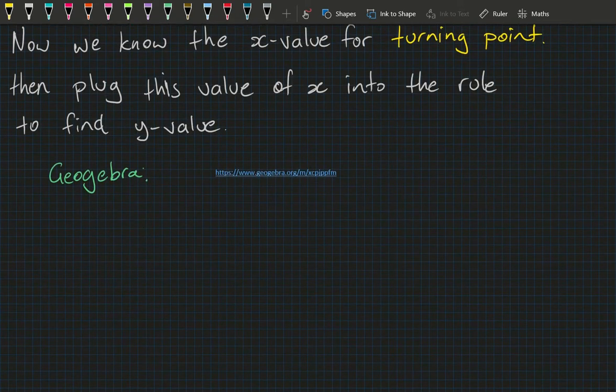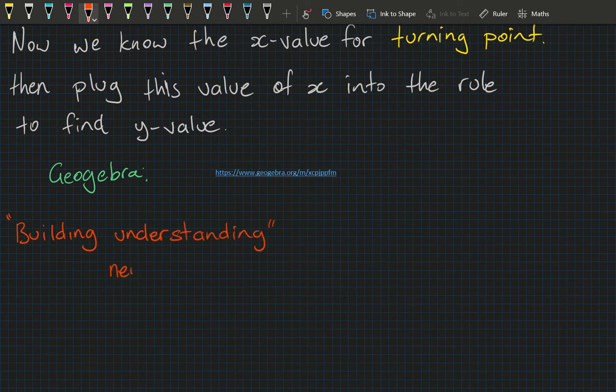Anyhow, right now you should pause the video and work on some building understanding questions in the new book, which translates to questions 1, 2, 3 and 4 in the old book. I really think that before we start using the full concept in all the examples, it's really helpful to practice each skill, and that's what you'll do at this stage.